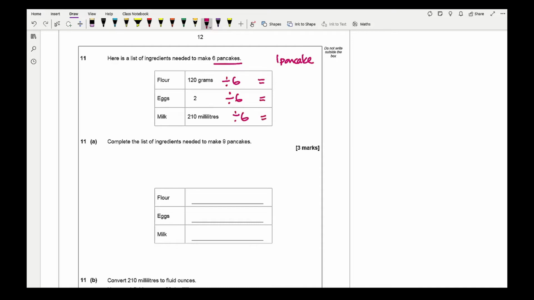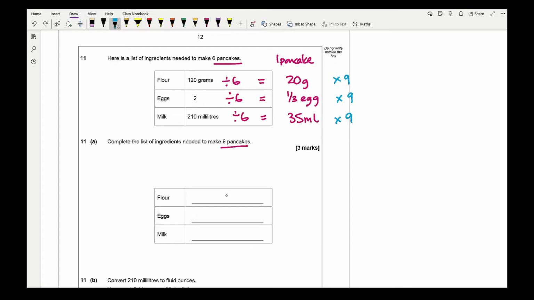So 120 divided by 6 equals 20 grams. 2 divided by 6 gives me a third of an egg. And 210 divided by 6 gives me 35 milliliters. So these are the ingredients I need to make 1 pancake, and I need to make 9. So what I then need to do is times each of these numbers by 9.